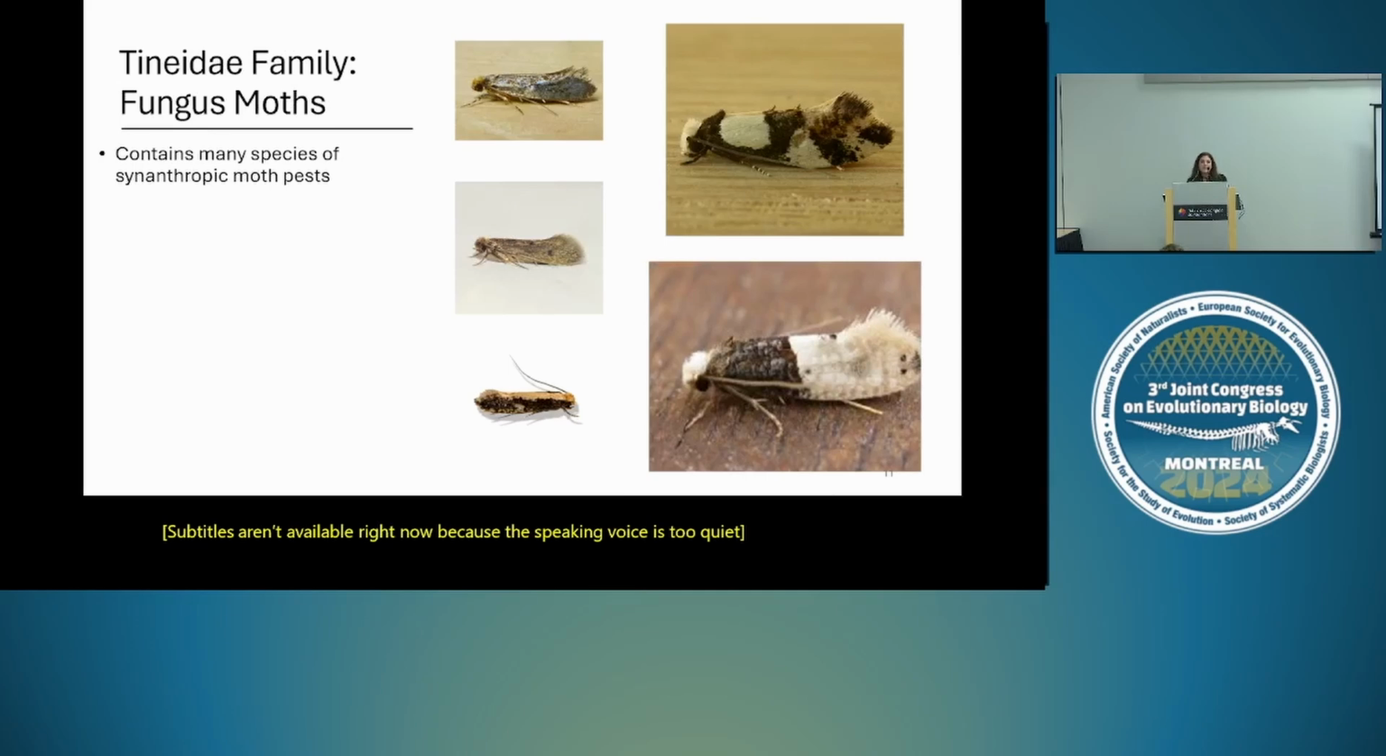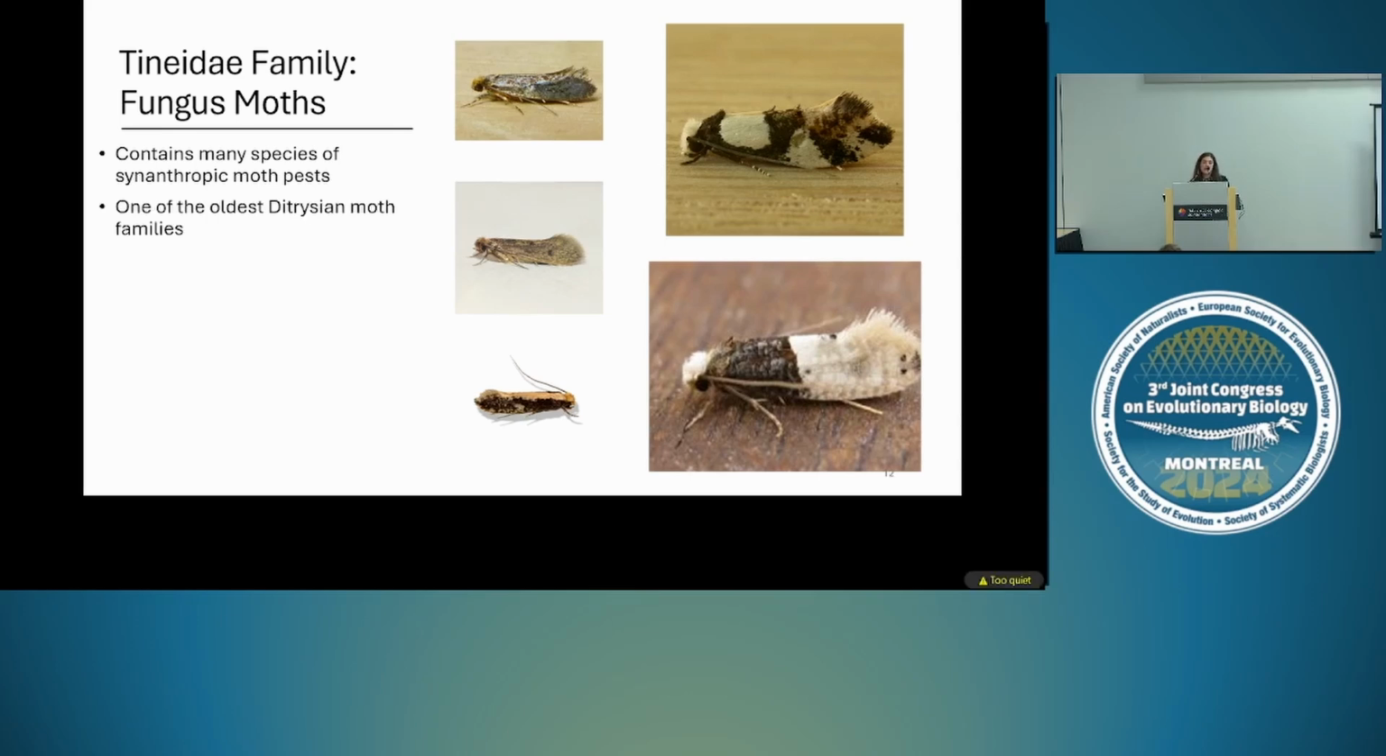So that brings me to this really interesting family of moths called Tineidae, which contains a lot of species of synanthropic pests. They're one of the oldest Ditrysian moth families, and Ditrysia makes up about 98% of Lepidoptera, and since tineids are such an old lineage and they're basal in the tree, knowing about their diet evolution is really important to understand how Lepidopteran diet may have evolved.